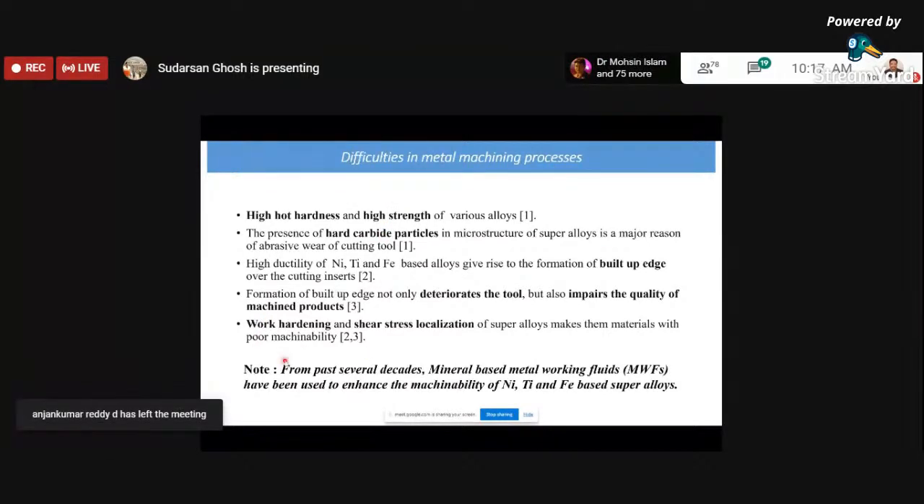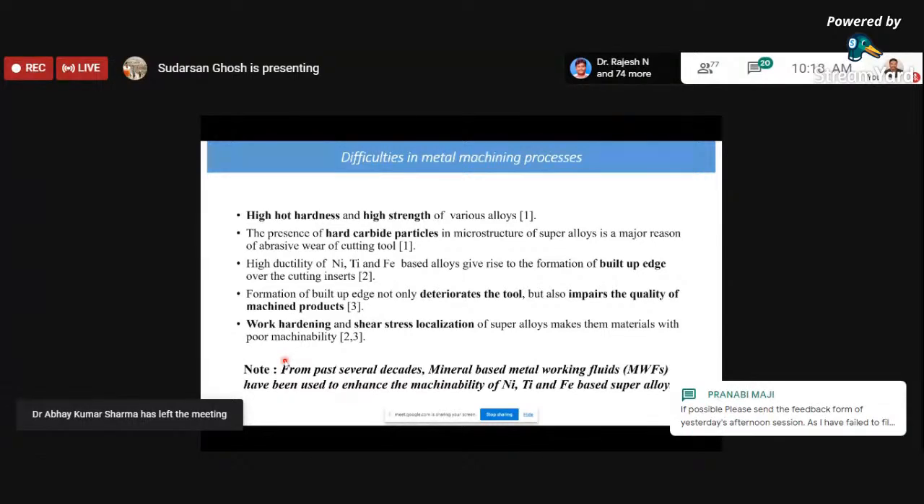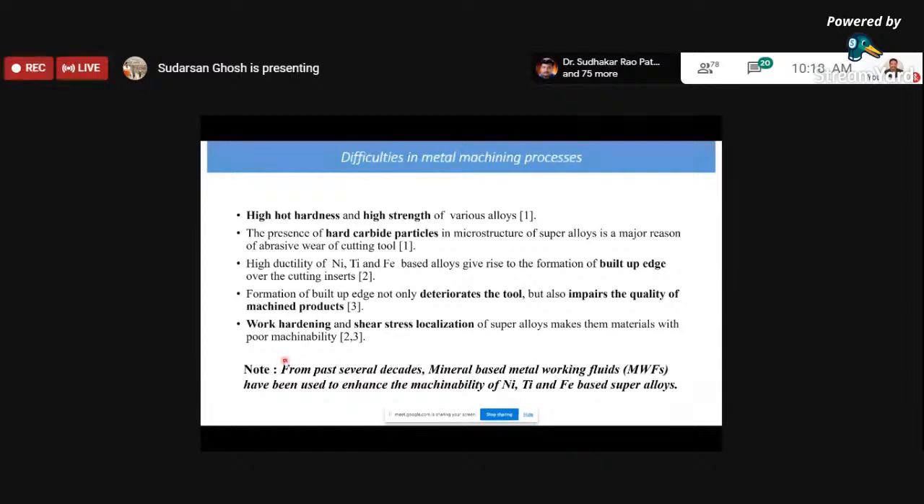But then these super alloys need to be machined because products have to be formed out of them, and we really do know that a lot of products are getting formed from the super alloys. They are finding applications in various industries, including the aerospace and biomedical industries. So obviously products are getting manufactured out of these super alloys, and for many of these products, the only method of manufacturing is your machining operation.